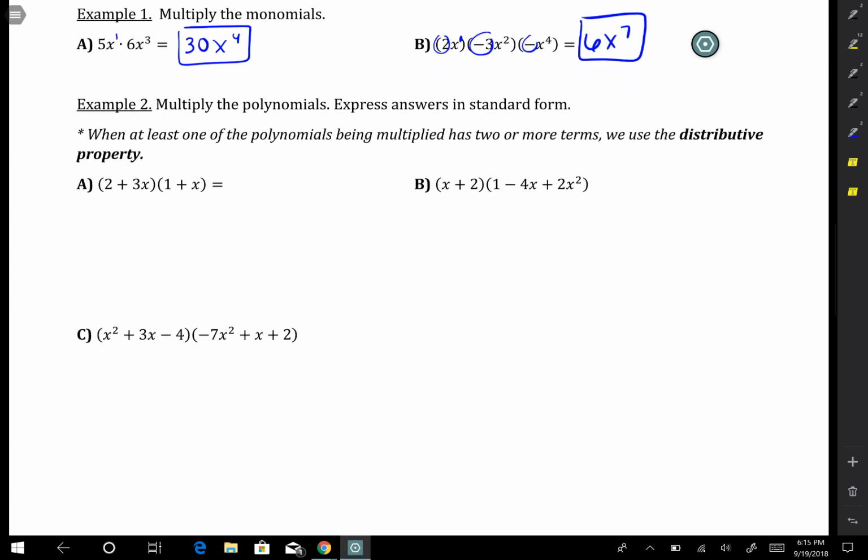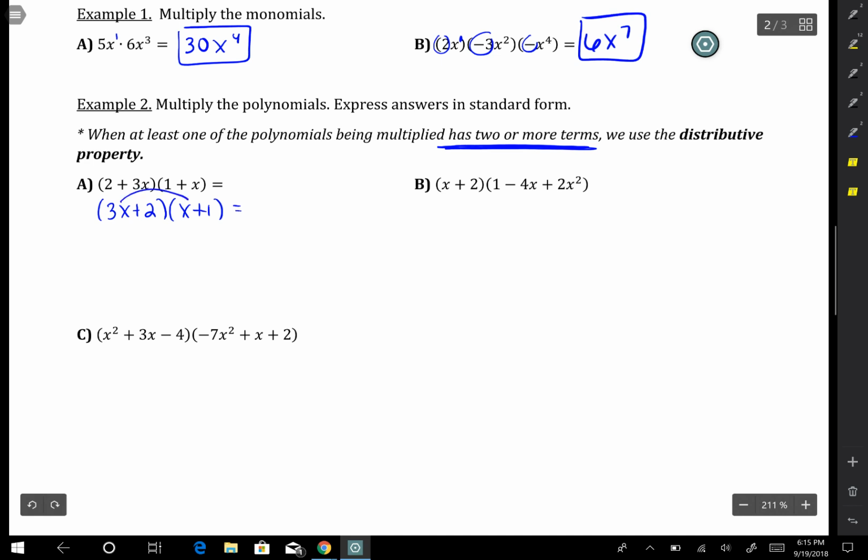Remember, polynomials have to just have at least 2 terms. So it says when at least one of the polynomials being multiplied has 2 or more terms, I mean, a polynomial other than a monomial has 2 or more terms, we need to use the distributive property. So I'm going to distribute 2 plus 3x times 1 plus x. Just because I know I'm going to want my answer in standard form, I'm going to write these in standard form first. I'm going to write 3x plus 2 times x plus 1.